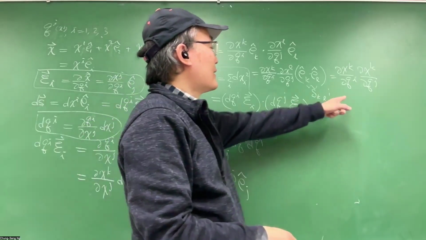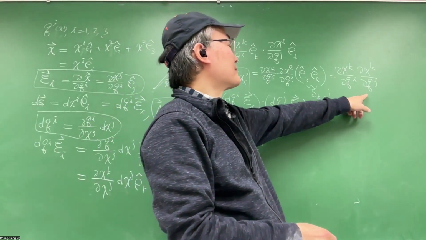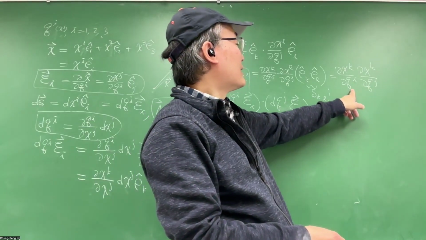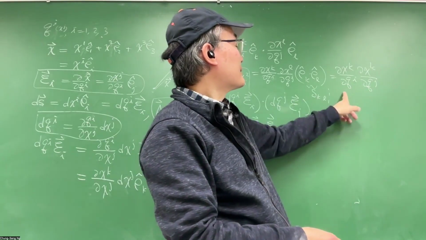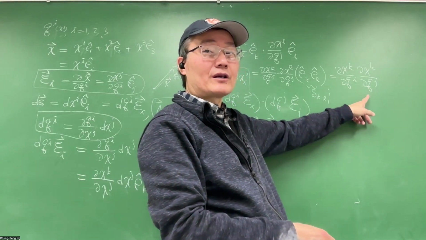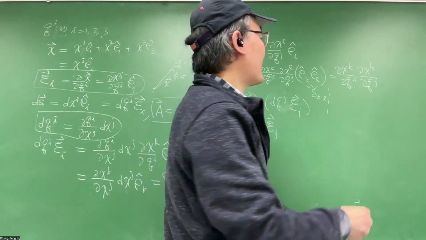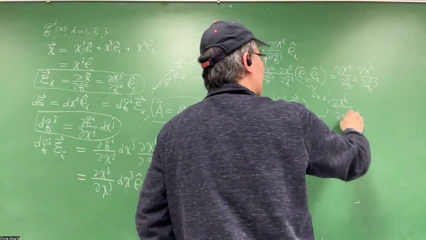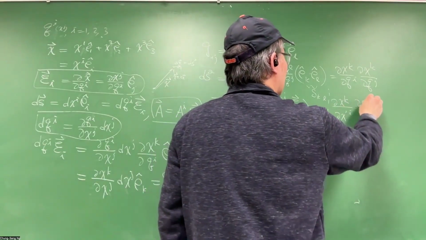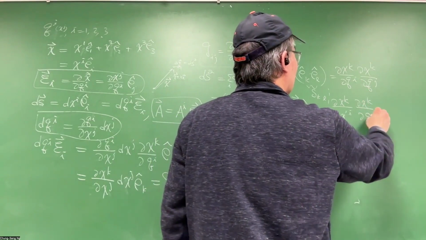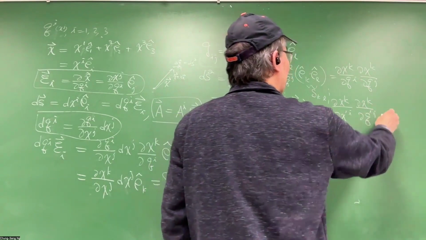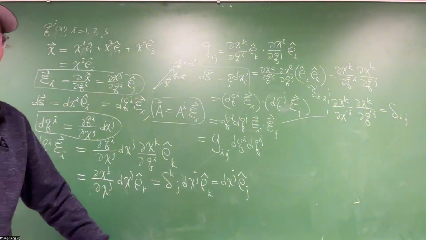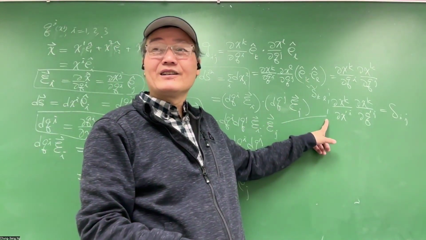If Q is not a generalized coordinate, so it's just another Cartesian coordinate, what we call x prime, right? This object will also be a Kronecker delta. Do you remember we talked about this? If Q is x prime, that would be a Kronecker delta. Remember we talked about that?